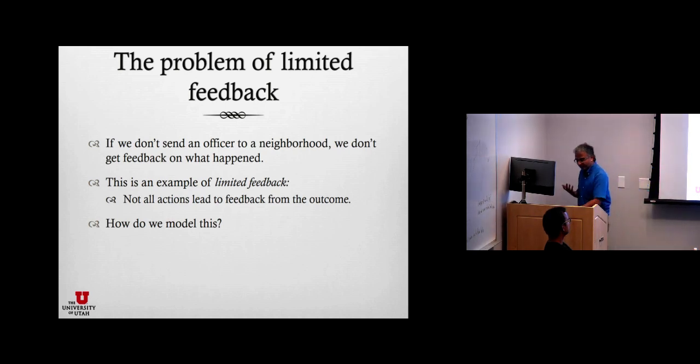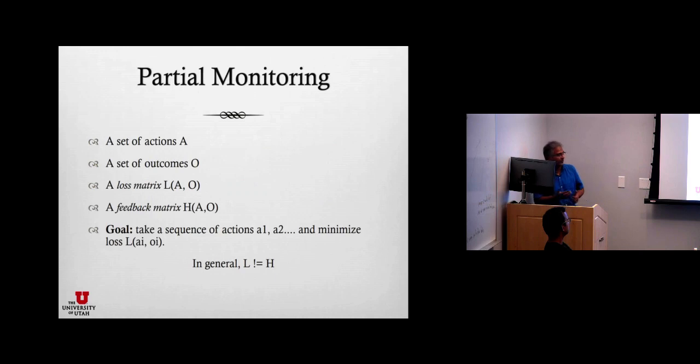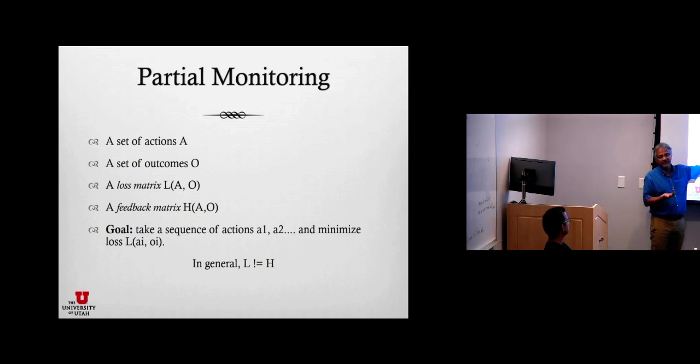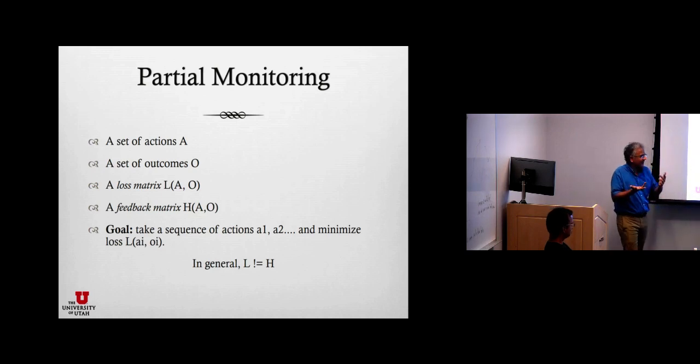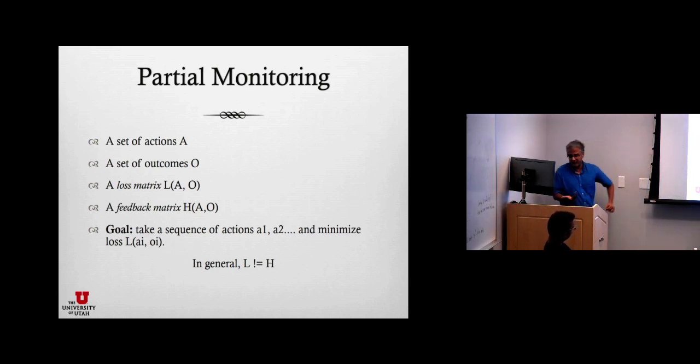And there's a formal framework for looking at this in machine learning. It's called partial monitoring. You have actions, you have outcomes, you have a loss matrix and a feedback matrix. What you want to do is minimize your overall loss, but all you're told is the feedback. So you do some action, there's some secret outcome that happens, and you're given a feedback entry. What you want is a loss entry, but you still want to minimize the loss. Of course, this seems impossible, but the results you can prove depend on the relationship between the loss and the feedback matrix. If there's some positive relation between them, you can do that.